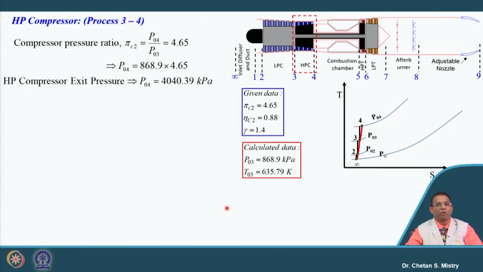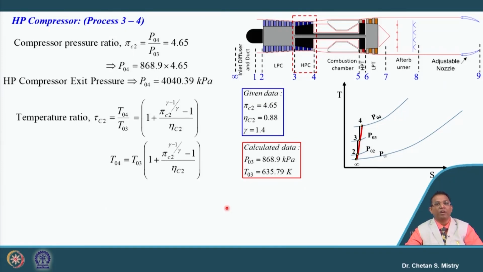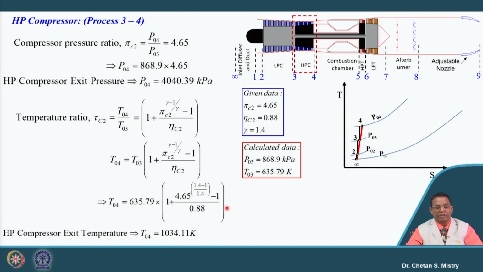In line with the calculation we have done for the temperature ratio, here also we can correlate the temperature ratio in the form of compressor efficiency as well as pressure ratio. For this case, we know the pressure ratio to be 4.65 and efficiency is 88%. So we can calculate the exit temperature. This exit temperature is coming 1034.11 Kelvin. We need to be very careful about writing the units.